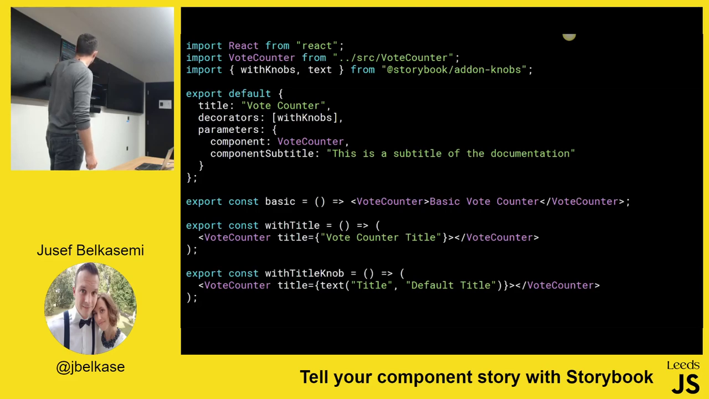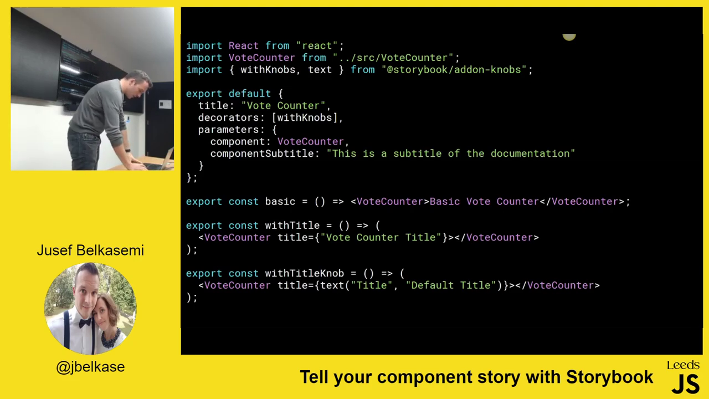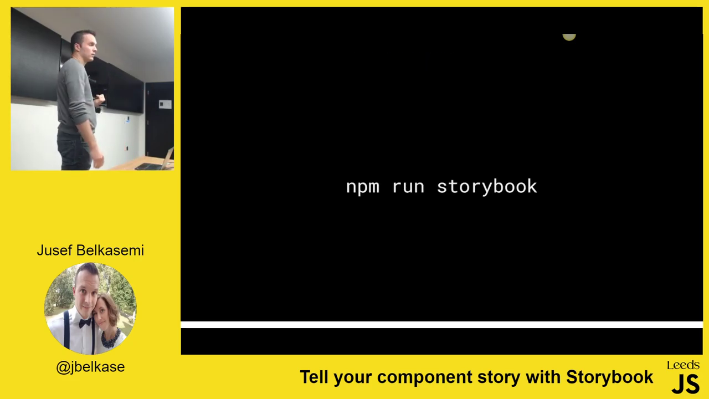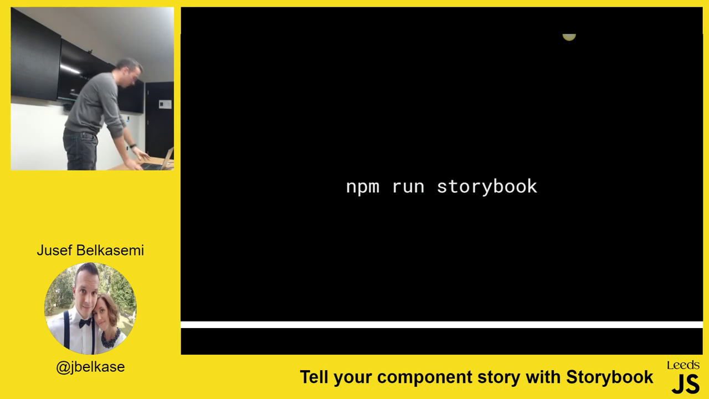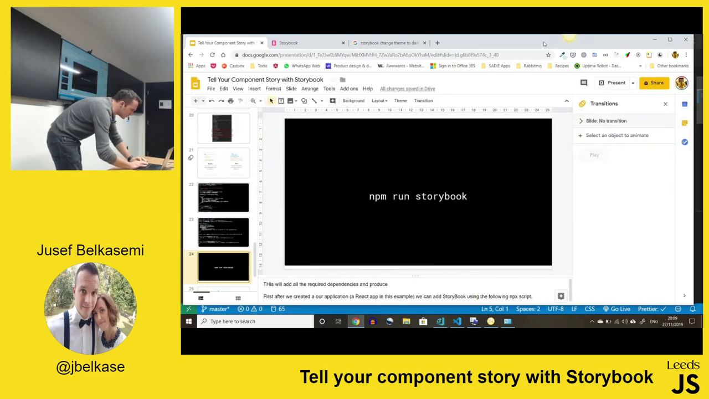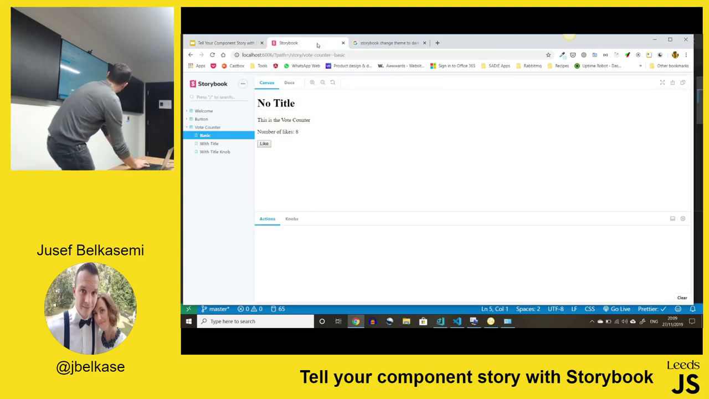Finally, there are three stories here: a basic one that just outputs the result of this component logic, the one with title where we pass a hard-coded title as a prop, and the other one with a dynamic title where we pass a function from the knobs library that allows us to interact with the story. So finally, we just need to hit npm run storybook, one of these convenient scripts added by that first command I showed you, and this will produce a static website that looks like this.